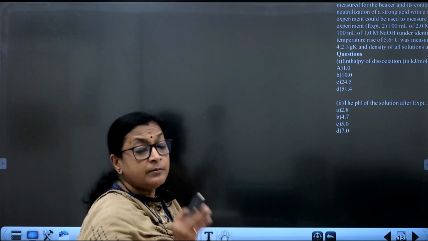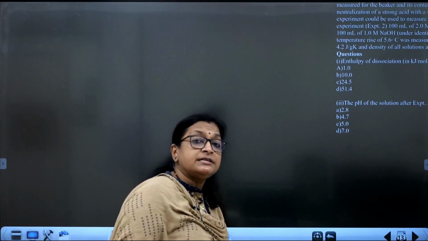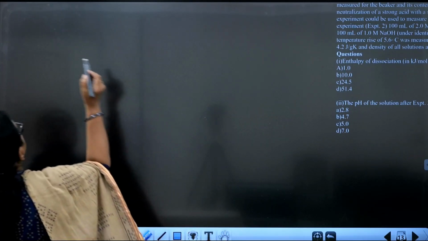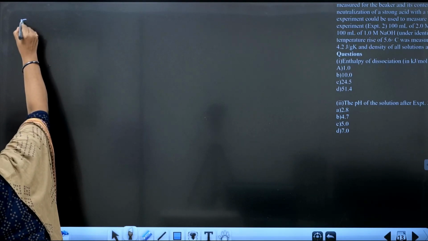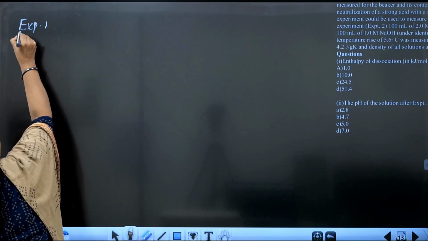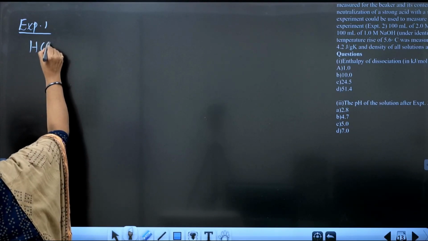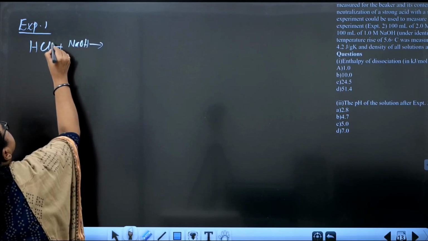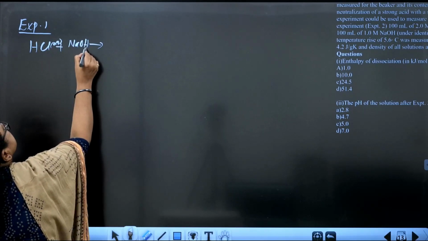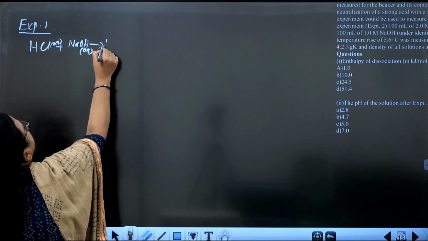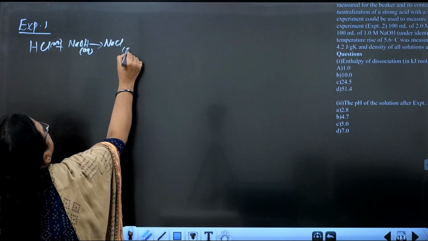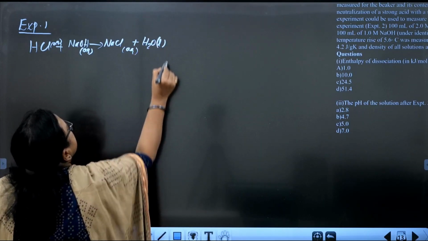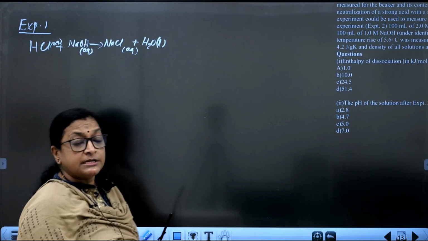So what are the processes happening during a neutralization reaction? For example, let us take the problem given here. In experiment 1, you have HCl aqueous reacting with NaOH aqueous giving NaCl salt plus water. This is the basic reaction happening in all neutralization reactions.